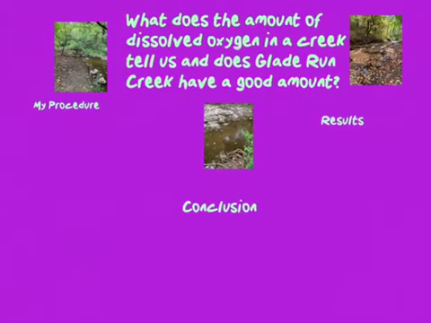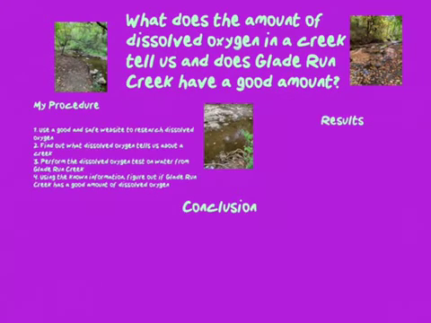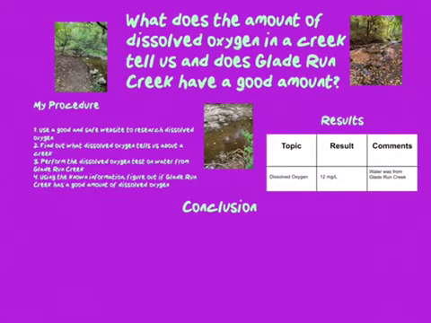What does the amount of dissolved oxygen in a creek tell us, and does Glade Run Creek have a good amount? My procedure: use a good and safe website to research dissolved oxygen, find out what dissolved oxygen tells us about a creek, perform the dissolved oxygen test on water from Glade Run Creek, and using the known information, figure out if Glade Run Creek has a good amount of dissolved oxygen. Results. Conclusion.